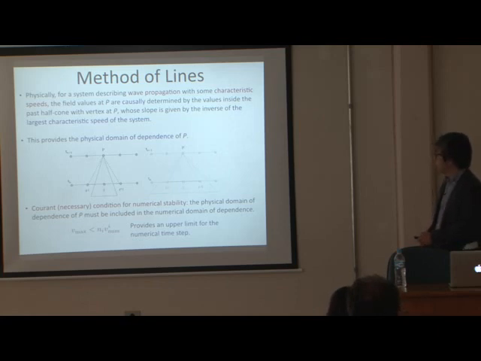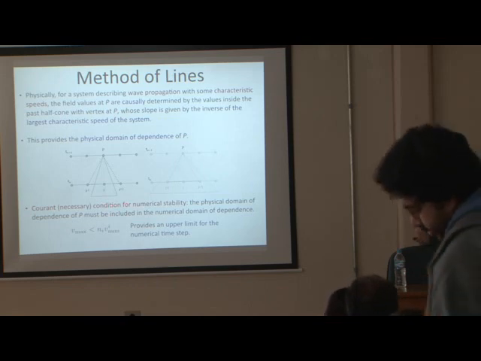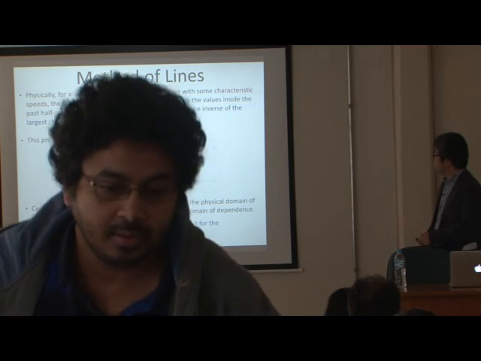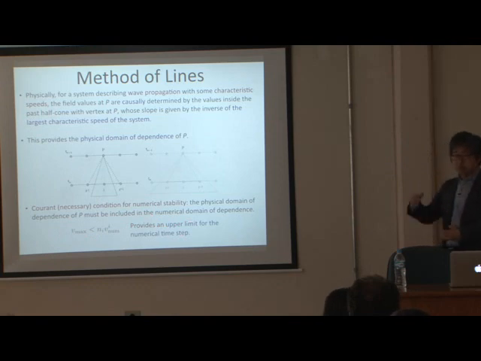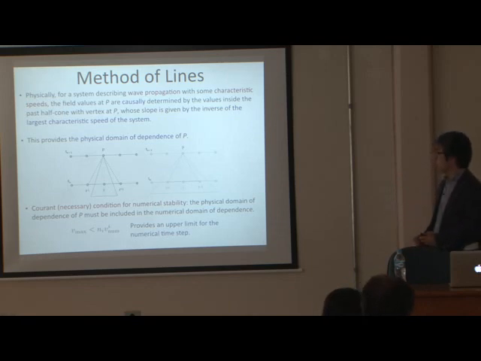Okay, so this is the Courant condition for numerical stability. The physical domain of dependence of P must be included in the numerical domain of dependence. So this provides the upper limit of the numerical time step. If delta t is too large, we lose the connection, or the causality, and then the system of equations becomes unstable.